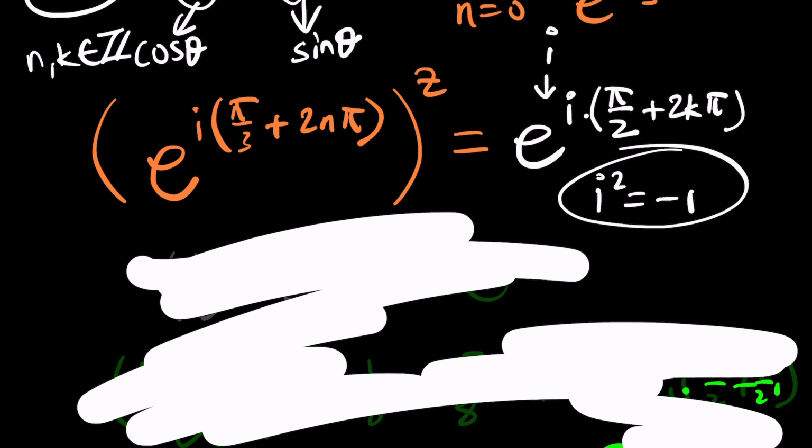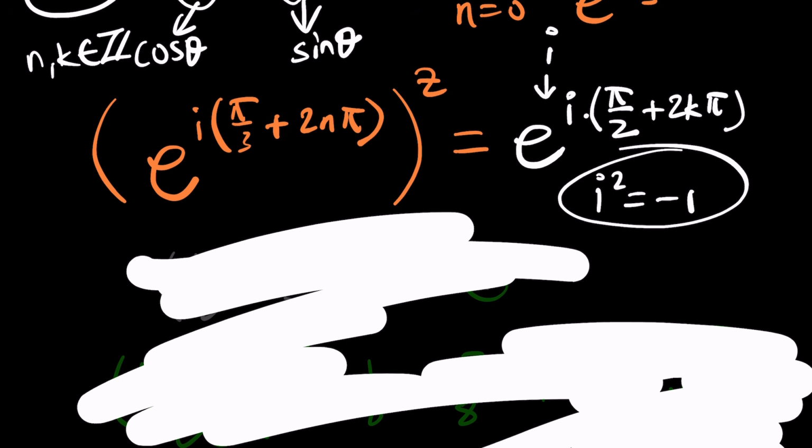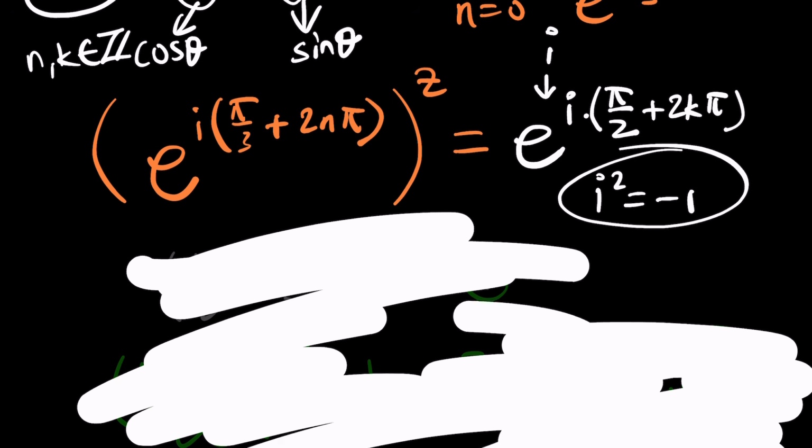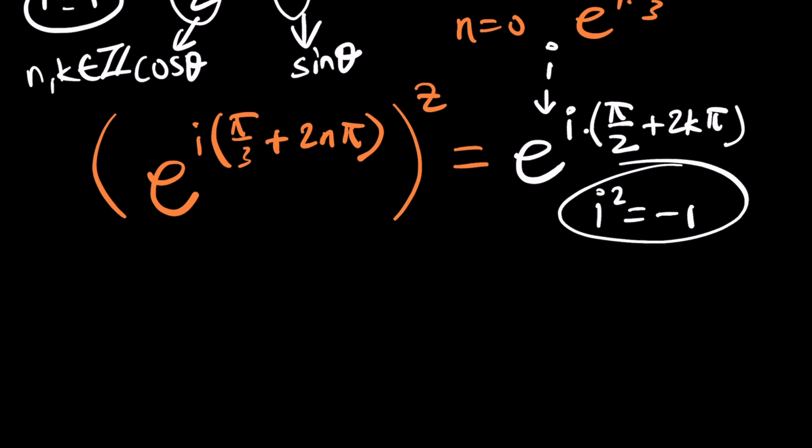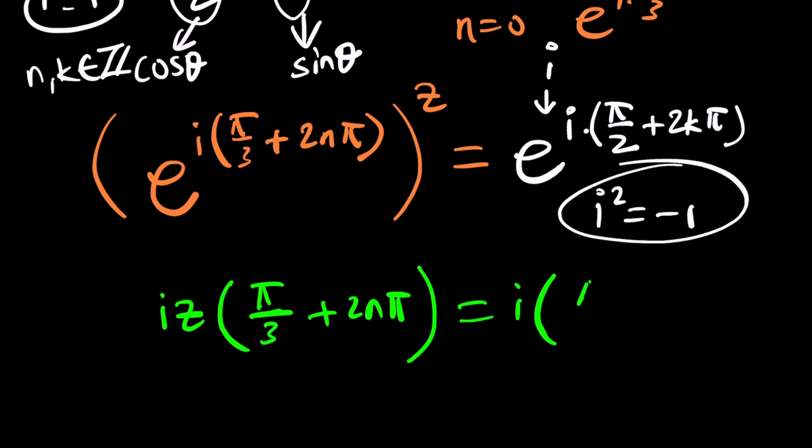We're going to simplify and solve for z. Okay, let's see how we can proceed. Now, we have this equation. And now we're going to do the following. We're just going to multiply. And since they both have e at the base, we can totally forget about it. So we can just write it as iz multiplied by pi over 3 plus 2n pi, and that is equal to i times pi over 2 plus 2k pi.